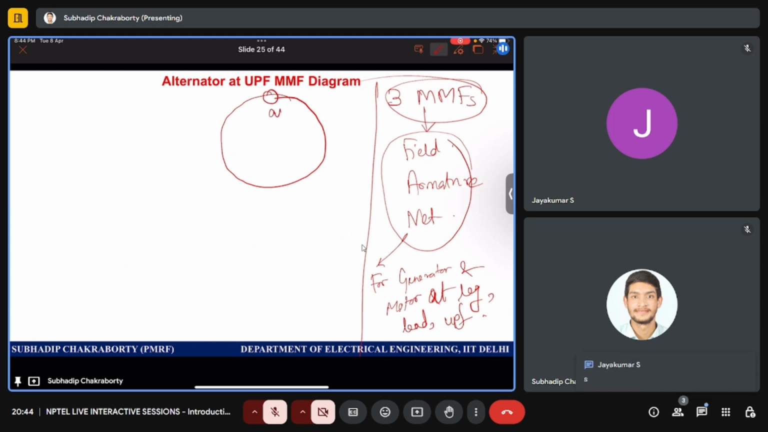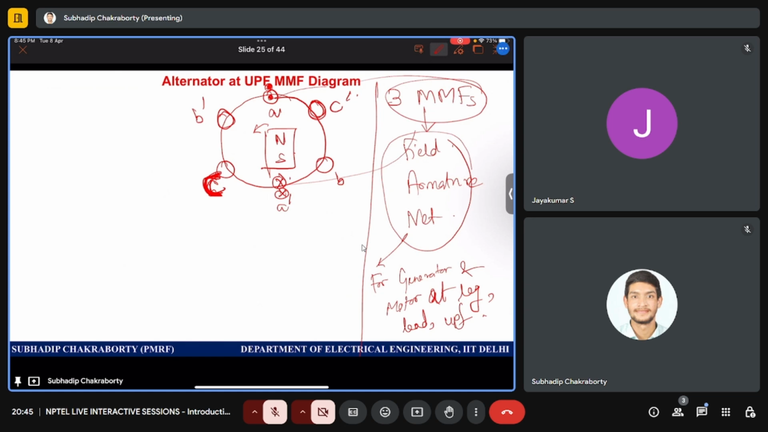So if this is coil A, this is coil A dash, this is B, this is B dash, this is C, and this is obviously B dash and C dash. And I told you already that if this is N, this is S, then obviously this coil is like this, maximum voltage will be induced in this coil, as well as maximum current will be induced at the same instant in this coil because they are at UPF, right? So dot and cross.